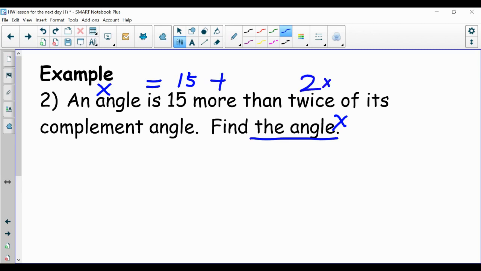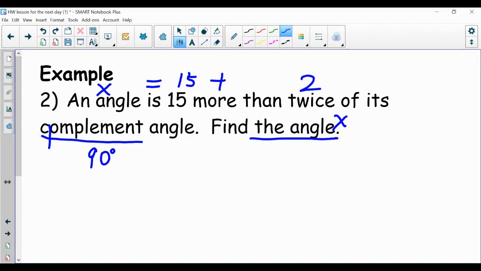I don't like to put the x over here, because the times sign looks like an x. Twice its complement angle. What does the word complement mean? Looking at the CO, if you put a little 1 over there, that makes 90. So complement means 2 or more angles that add up to 90 degrees.